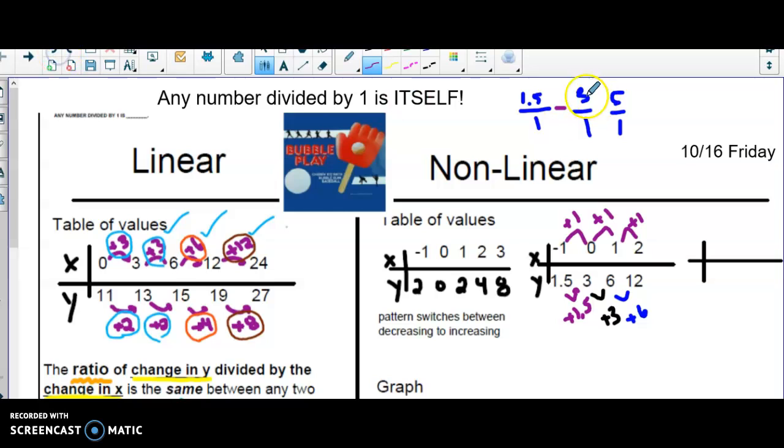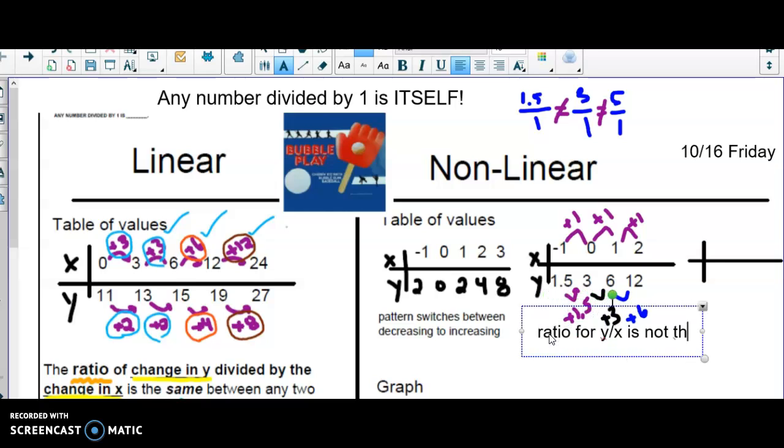Then the ratios are not the same, okay? So the ratio for y over x is not the same between any two points, okay?